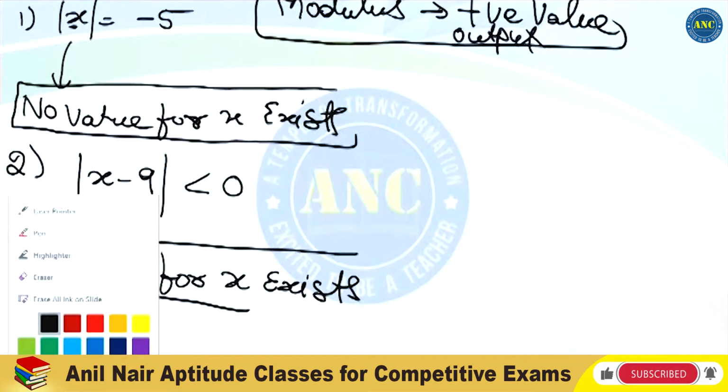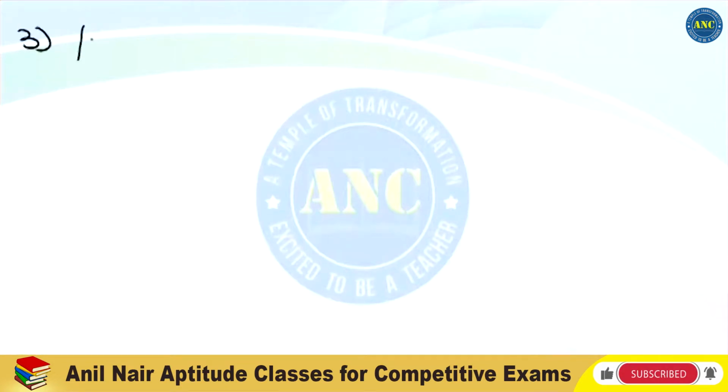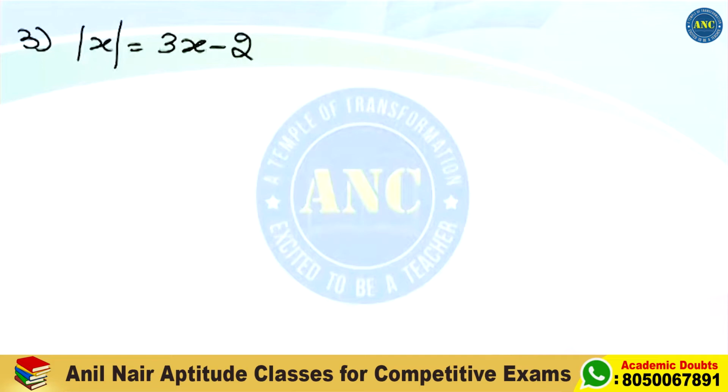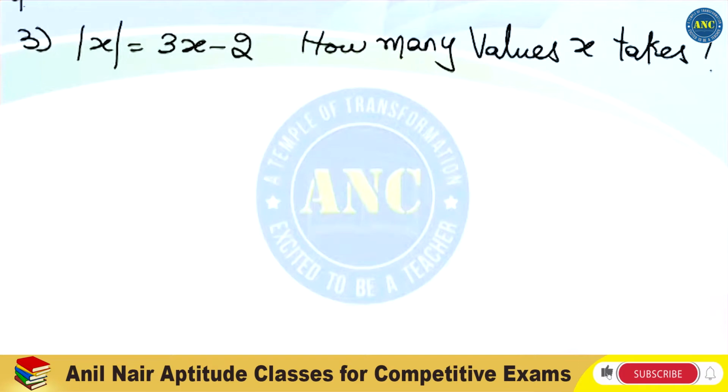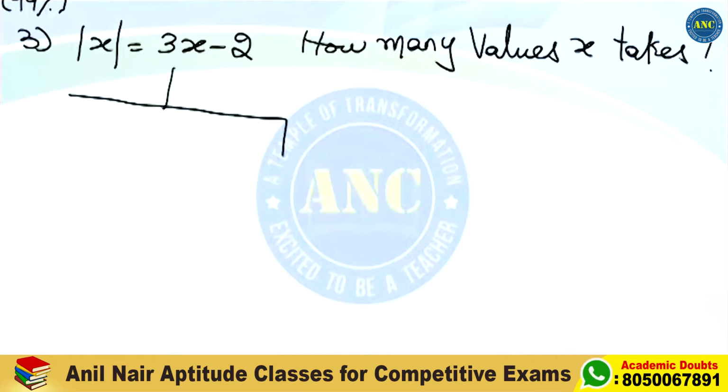Third example, a tricky question. Most of the students will make a mistake in this question. Mod x equals 3x minus 2. How many values does x take satisfying this equation? 99% of the students will make a mistake in this question, not because they don't know how to solve it, but because they assume it is an easy question and solve it in a hurry.